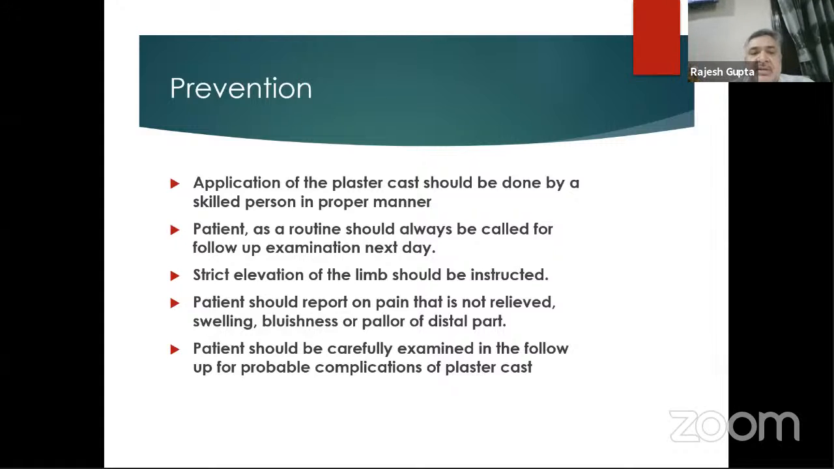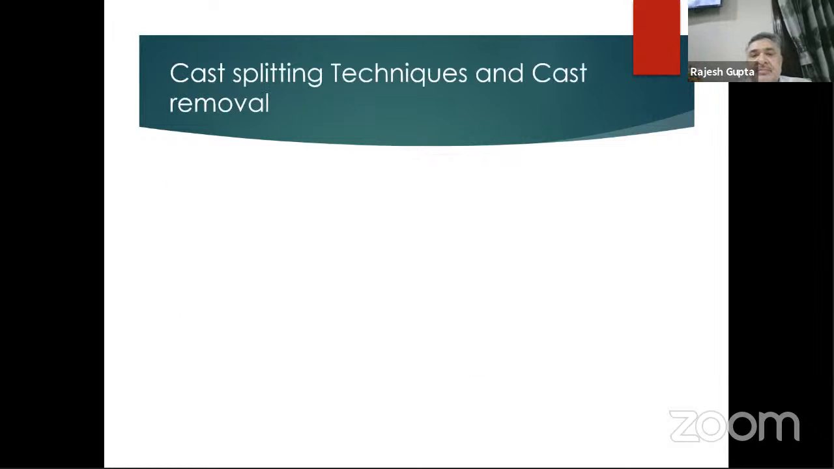So application of the plaster cast should be done by a skilled person in a proper manner. Very, very important. Patient as a routine should always be called for follow-up examination next day. Strict elevation of the limb should be instructed. Patient should report on pain that is not relieved, swelling, bluish discoloration, or pallor of the distal part. And patient should be carefully examined in the follow-up for probable complications of the plaster cast.